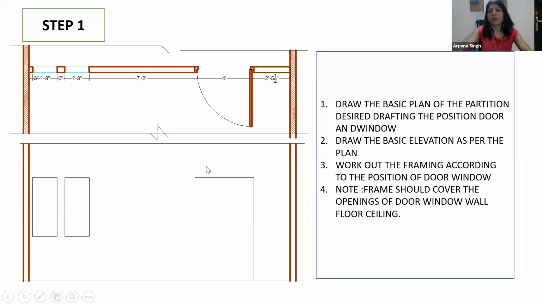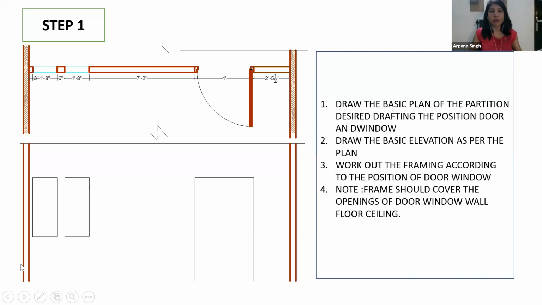Once you decide this, the frame should cover the opening of the door, window, wall, and floor and ceiling. Whatever you have to make, one thing you have to realize is that you have to leave a gap here from the wall, of the window, because there is a frame that is going to be moving around on all four sides of the room, on top of the ceiling, floor, and the wall.